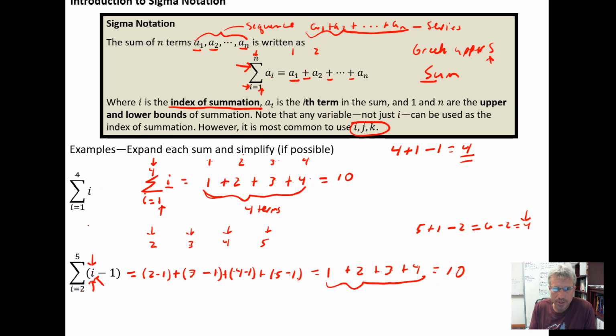So this particular example was chosen to show you that two different looking summations, each of these summations look different than each other, but two different looking summations can generate the same series. 1 plus 2 plus 3 plus 4 in this case.